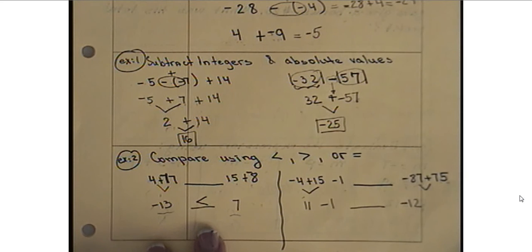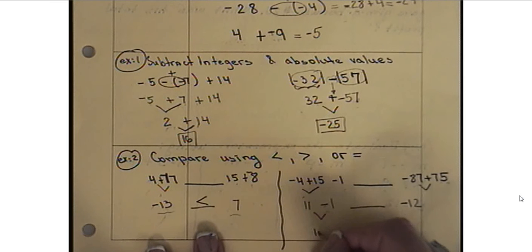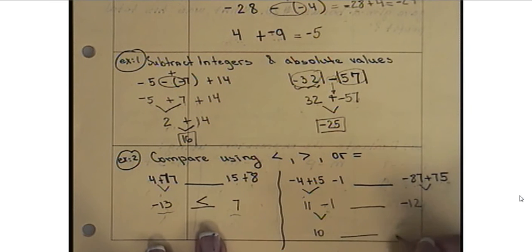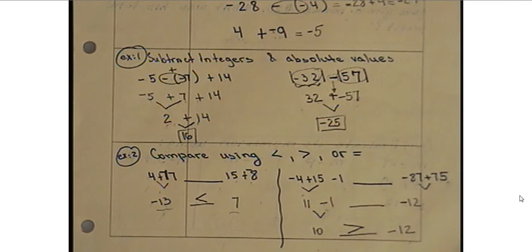my answer here. Now, notice I'm not done yet to compare those two numbers because I'm not done solving this one. So I have to do one more step. 11 minus 1 is just 10. Open space, negative 12. So 10 and negative 12, well, the larger number is positive 10. And that's how we end the examples.